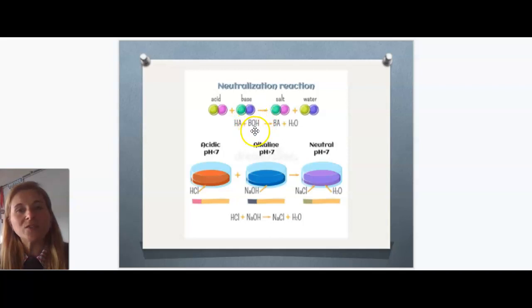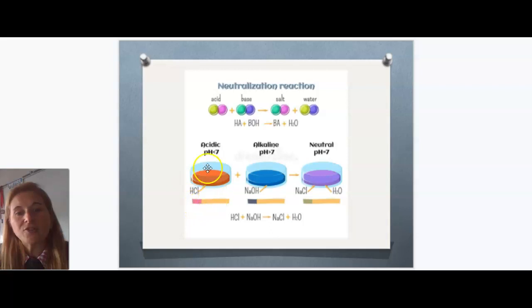Here the B represents anything that could have a hydroxide on it, like a sodium or a potassium. And we see where those placements are. So the A is going to be a nonmetal, and the B is going to be a metal or a cation. When these two come together, A and B are attracted to each other, and another product is water.